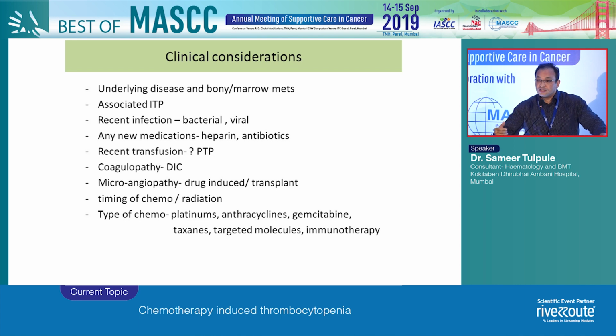Recent transfusions, I think that is one thing which a lot of us probably miss. So at the back of the mind, it's rare, but there's post-transfusion purpura, PTP, where there are antibodies to the missing antigen on the platelet, HPA-1a usually, giving rise to thrombocytopenia and a purpuric rash.